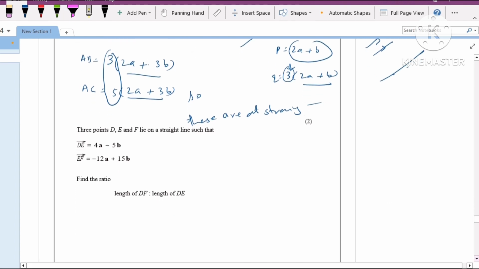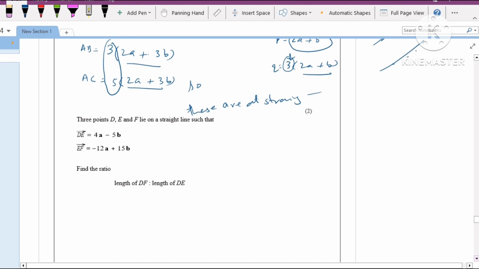The next part of this question is a little bit technical, but not too much. The 3 points D, E, F lie in a straight line, and straight line means they must be scalar multiples of each other. Length of DF ratio length of DE. So here we can see that DE is basically 4A minus 5B from D to E.